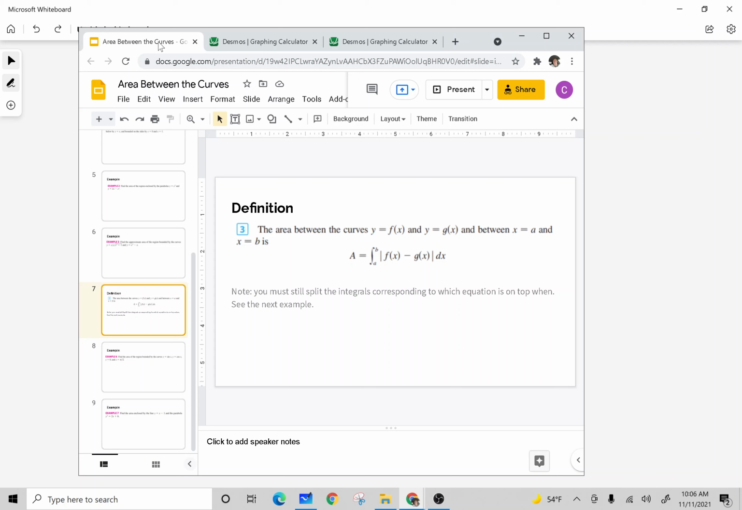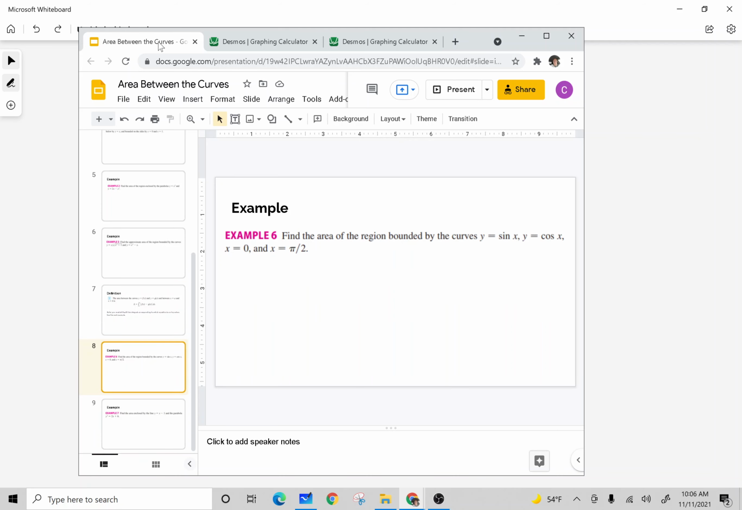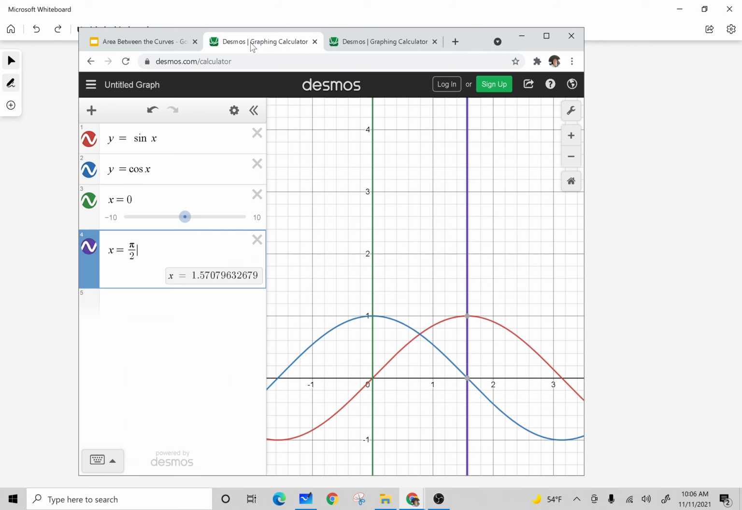And so realistically, what they want you to do with this formula is keep whichever function is on top. What I mean by that is, let's look at an example, and we can split them. Find the area of the region bounded by the curves y equals sine x and y equals cos x from 0 to pi over 2.